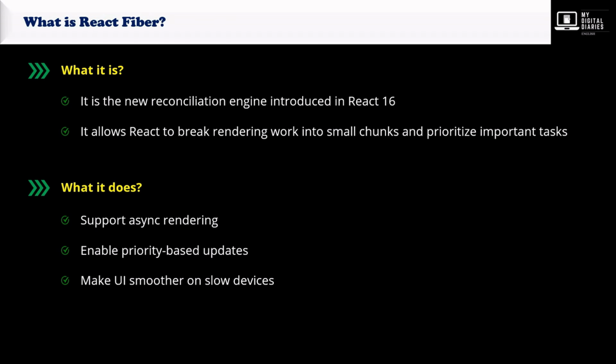It makes the UI smoother on slow devices. On old mobile phones or low-end laptops, heavy rendering can cause lag, animation can stutter, but Fiber smartly schedules the work, so even on slow devices, the UI remains smooth and usable. This is a huge real-world performance advantage.